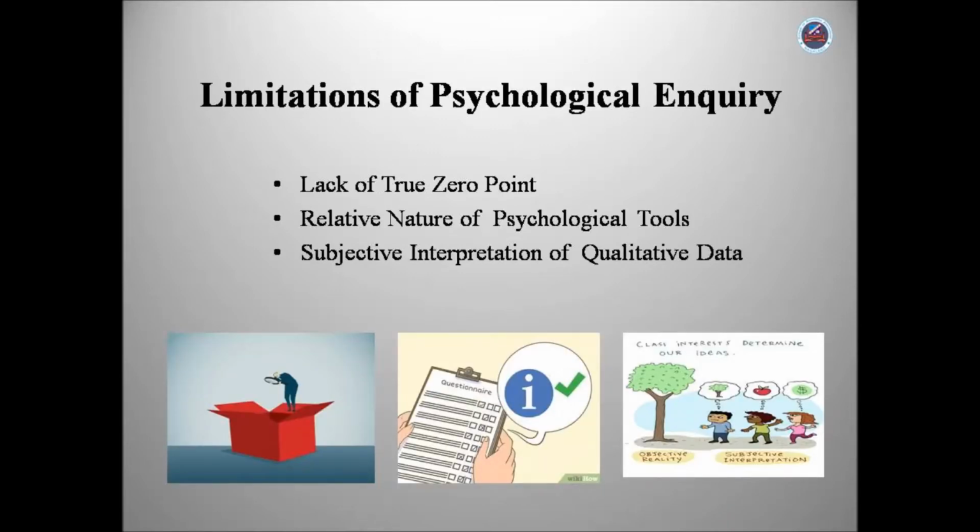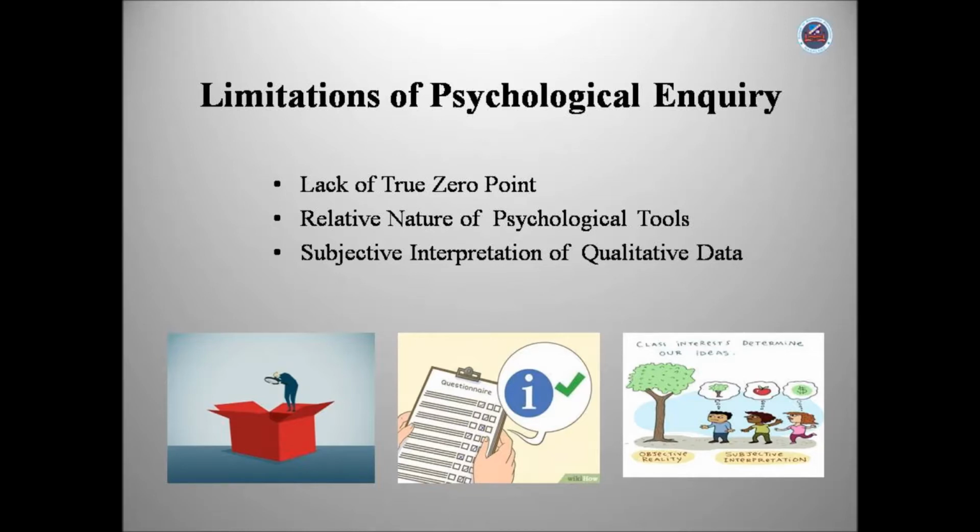Limitations of psychological inquiry. In this limitation of psychological inquiry, we have lack of true zero point, relative nature of psychological tools, subjective interpretation of qualitative data. When we talk about lack of true zero point, psychological measurement does not have a true zero point. Unlike in other physical sciences, where measurement starts with zero, for example, when we want to measure a table, it starts from 0, 1, 2, 3, 4, and it goes on. But this presence of a true zero on a number scale is missing in psychology. For example, according to psychologists, no person in this world has zero intelligence. All of us have some degree of intelligence. This is the reason why it is said there is a lack of true zero point.